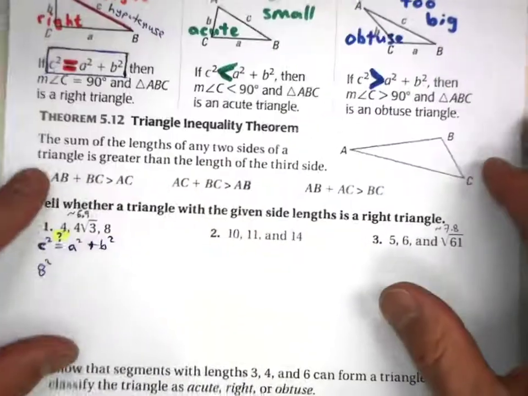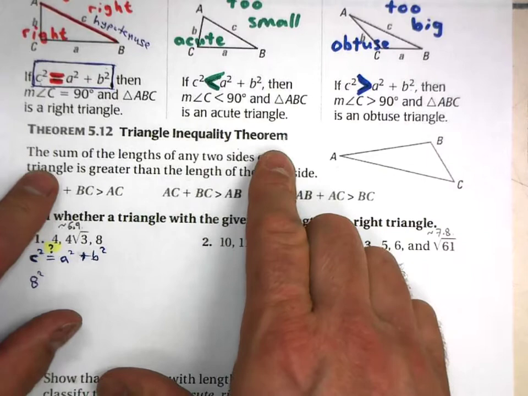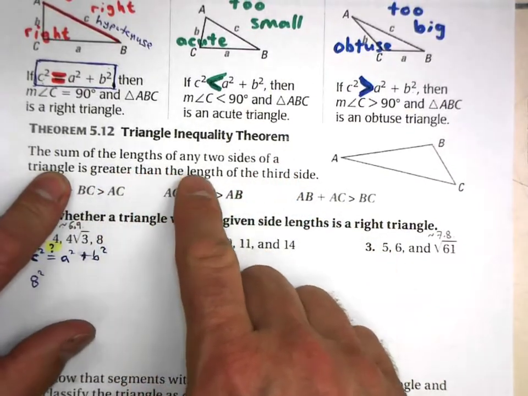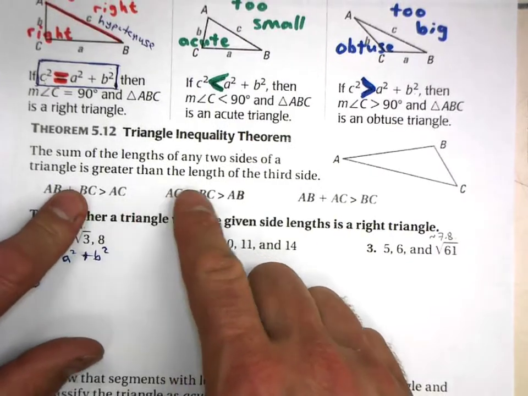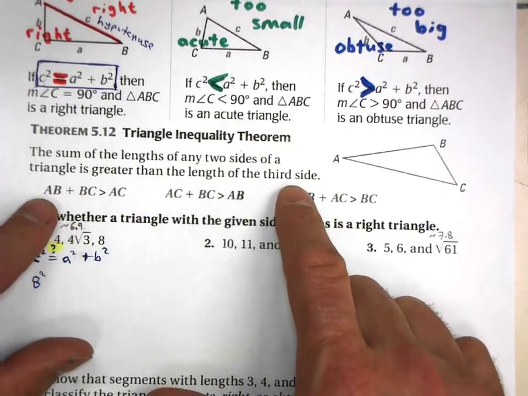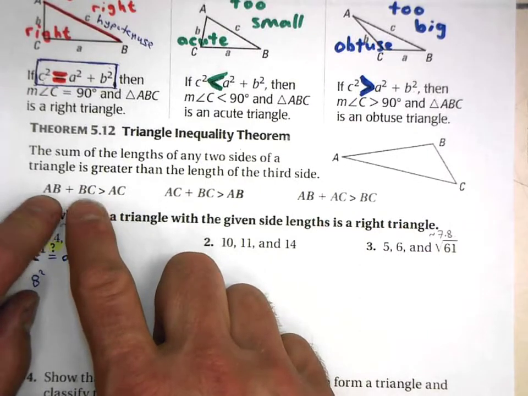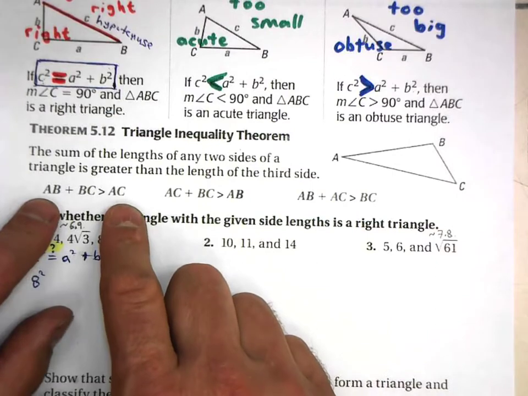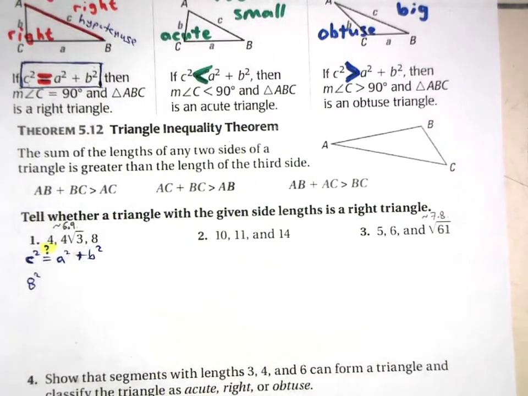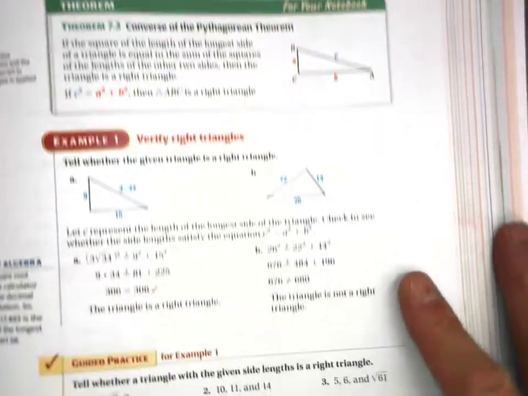Okay, and then we've talked about this before, the triangle inequality theorem. The sum of the lengths of any two sides of a triangle is greater than the length of the third side. And specifically, we've talked about that the sum of the two smaller sides has to be greater than the longest side. And so let's apply these truths and see what we can do.